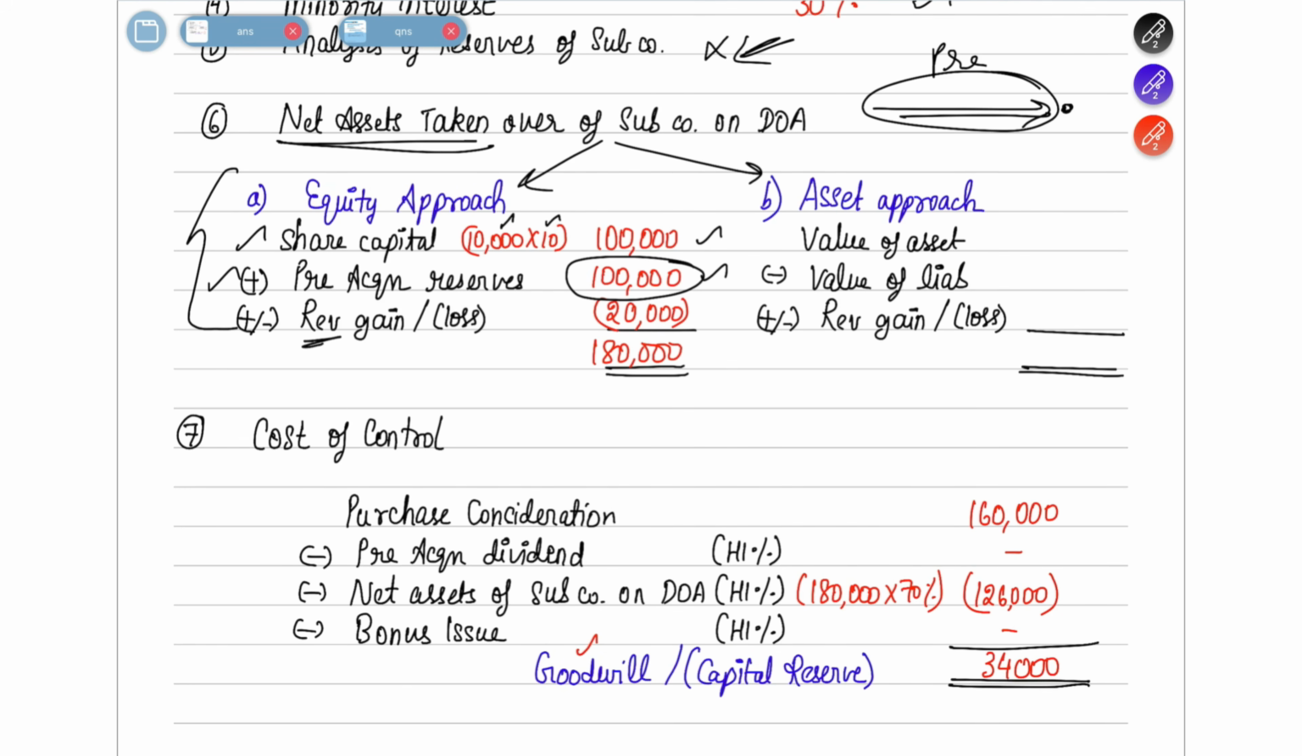Then they are saying that there is a revaluation loss of 20,000. So this revaluation loss of 20,000 you have to deduct. If it is a gain, add it. If it is a loss, deduct it. So 20,000 you have to deduct. So you are left with the net assets of the subsidiary company of 1,80,000. So net assets is 1,80,000 of the subsidiary company as on the date of acquisition. And from this 1,80,000, how much have we acquired? We are going to see in the next step.